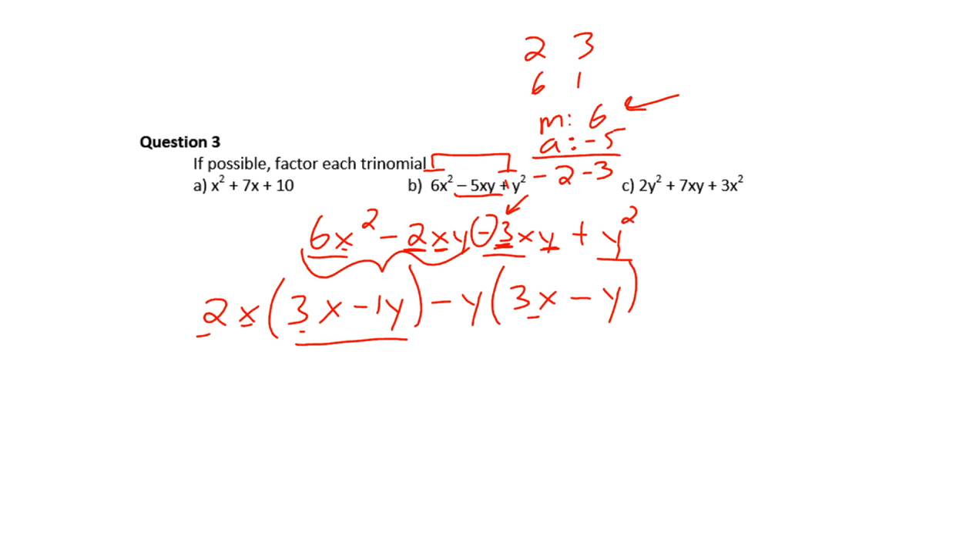Hey, we did it. We did all the hard work. Now it's staring us in the face. It's the one that shows up twice. And then what's left? So we've got 3x minus y times 2x minus y.